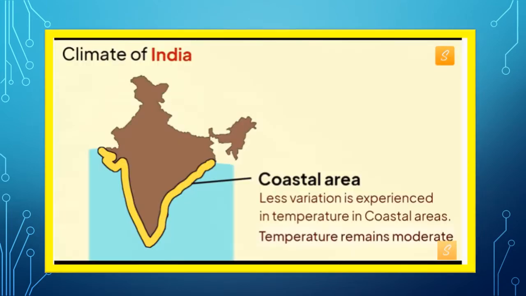Now children, we see that in the coastal areas, there is not a lot of difference in the temperature. The winters will not be very cold and the summers will not be very hot because of the effect of the sea, the water bodies around it. Whereas the interior of our country will have extreme climates, very cold and very hot. So in the coastal areas, the temperature remains moderate.